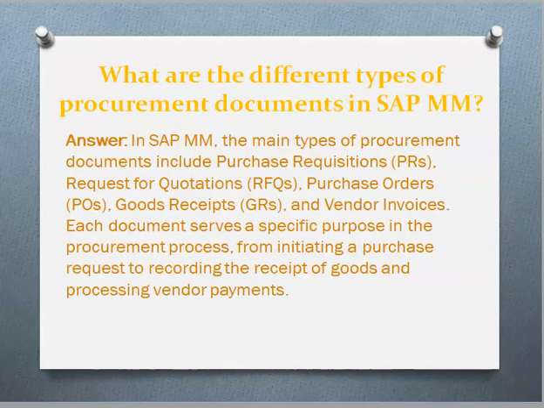What are the different types of procurement documents in SAP MM? Answer: In SAP MM, the main types of procurement documents include purchase requisitions, requests for quotations, purchase orders, goods receipts, and vendor invoices. Each document serves a specific purpose in the procurement process, from initiating a purchase request to recording the receipt of goods and processing vendor payments.